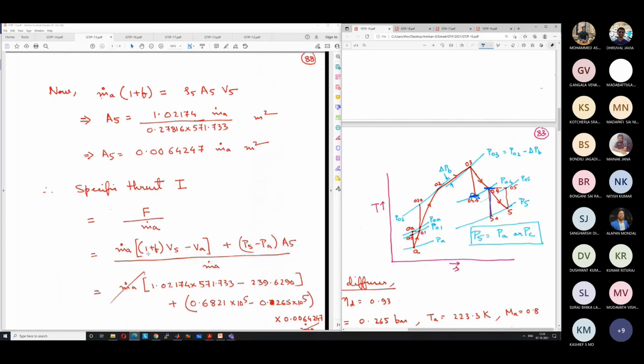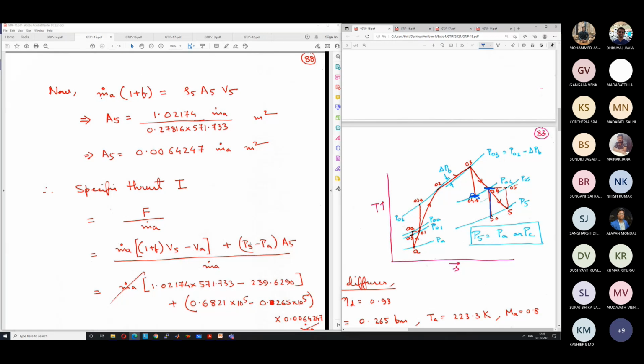So m dot a into (1 plus f), which is the mass flow rate at the exit, into V5. This is the momentum at the exit, and at the inlet, the momentum is m dot a into Va. So m dot a (1 plus f) V5 minus Va. All the parameters are known except m dot a.